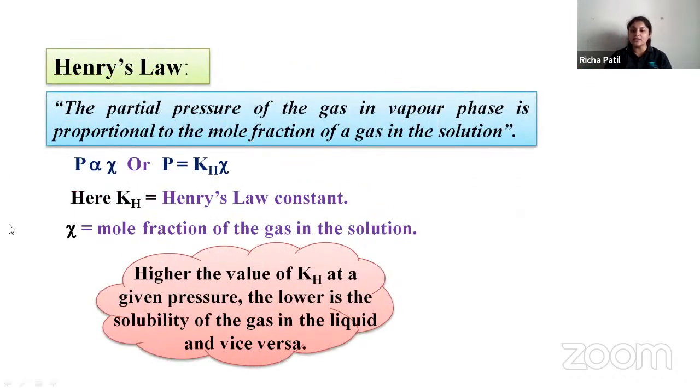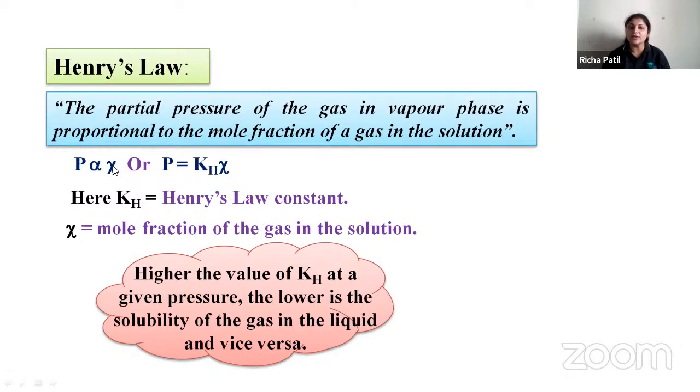So next is Henry's law. What is Henry's law? The partial pressure of the gas in a vapor phase is proportional to the mole fraction of a gas in the solution. So the partial pressure, expressed as p, is directly proportional to the mole fraction, that is psi here.